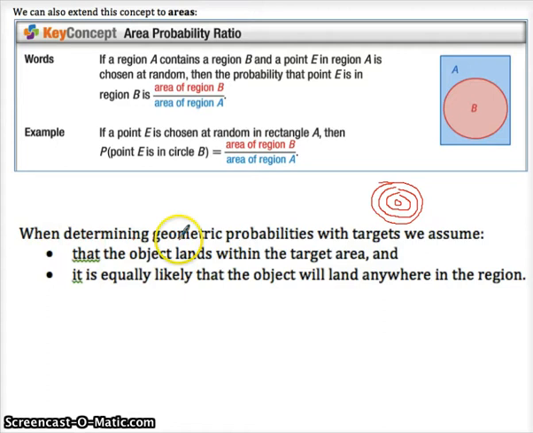Okay, so when determining geometric probabilities with targets, we assume that the object lands within the target area. If it's outside the sample space, then it's a case that doesn't even really fit our question. If you didn't even hit the target in the first place, then we don't care about that case. Later we're going to call it conditional probability: given the fact that we first know that it did hit the target, now what's the probability that it's in a certain region? Of those darts that hit the target, what fraction of them are in such and such a zone?